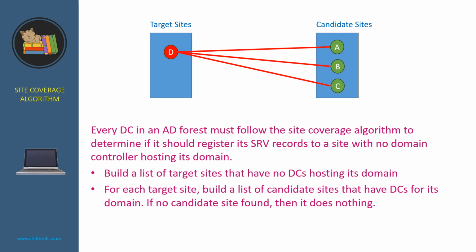If no candidate site is found, then it does nothing. So in this case, the domain controller has the target site list containing only one site, which is the site named D, and it has a list of candidate sites containing site A, site B, and site C.